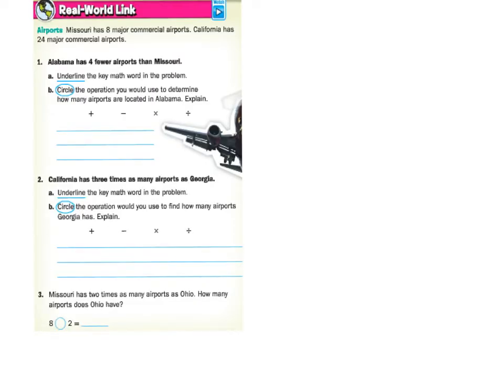Okay, so let's take a look at the real-world link. It says here that in airports, Missouri has 8 major airports, while California has 24 major commercial airports. Question number 1 says that Alabama has 4 fewer airports than Missouri. They say to underline the key math word in the problem. The word that tells me what kind of math to do is fewer. So what does fewer mean? Does that mean that we're going to add, subtract, multiply, or divide? We know that this means subtract, because fewer equals subtraction.